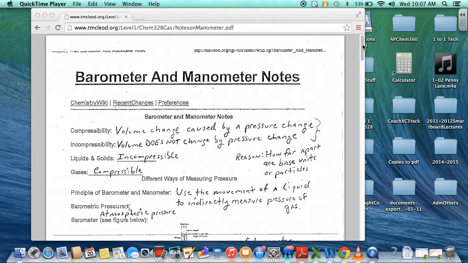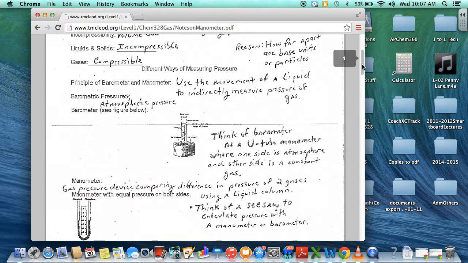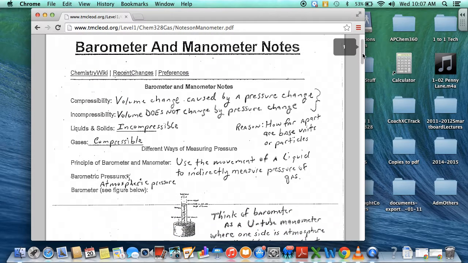Now, specifically, how do barometers and manometers measure gas pressures? By this time, you should have obtained a blank copy of this handout.